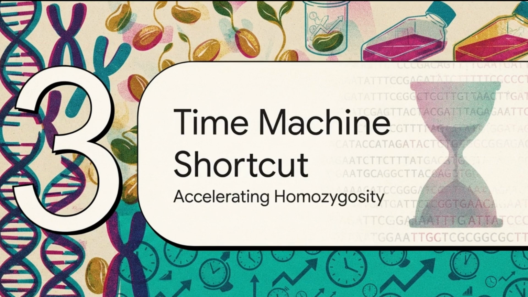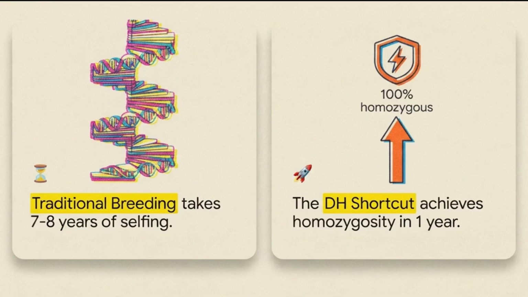All right, Section 3, the Time Machine Shortcut, where we look at accelerating homozygosity. Historically, creating a pure, highly stable plant line required a ridiculous amount of patience. We're talking 7 to 8 years of continuous self-pollination just to weed out genetic variability. But the double haploid shortcut? It's a literal cheat code. It collapses that entire decade of painstaking, repetitive work into a single year.